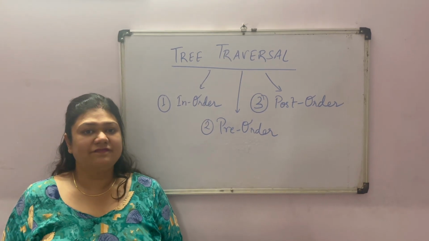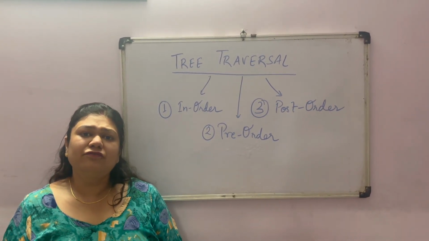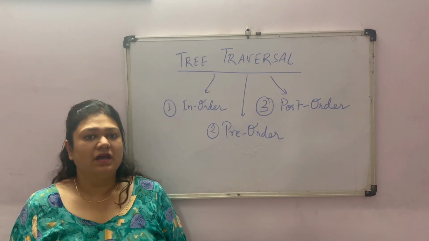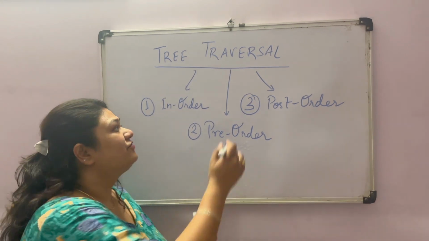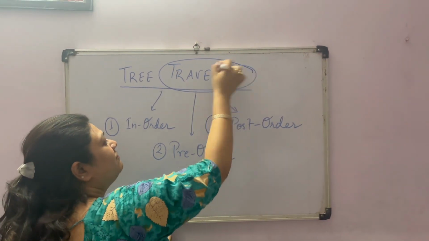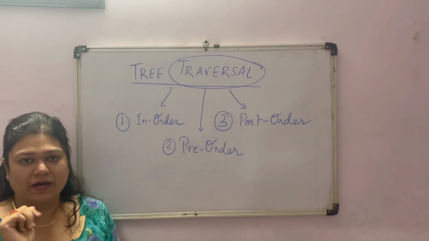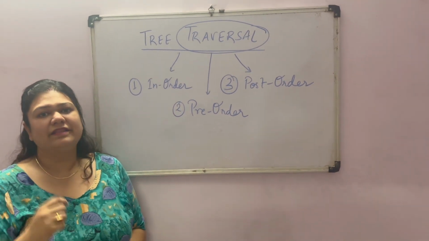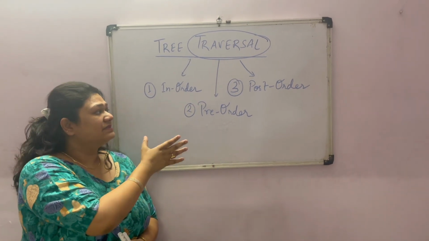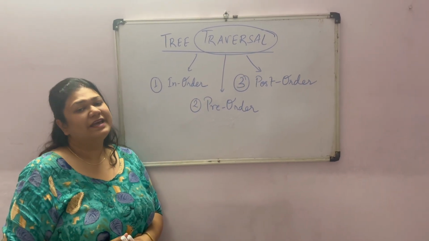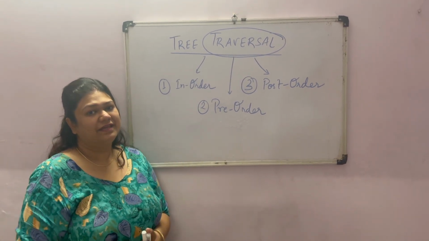Now that we have seen binary trees, let's see how to visit a binary tree. For that we use tree traversal techniques. Traversal here means visiting every node of the tree exactly once. To do that there might be different ways. So these three are the ways in which we can traverse any tree. Let's see how these three traversal techniques work.